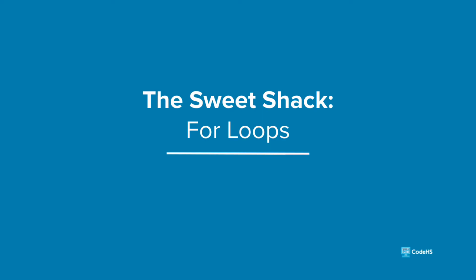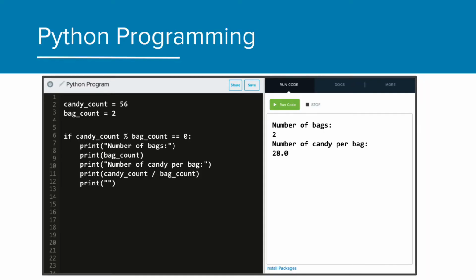Hi, in this lesson we get to tap into the power of computing and learn about a Python structure that will make our job significantly easier. If we look back at our last program, it works great. We use an if statement and modulus to easily print out our bag options that work. Only problem is we have to manually keep changing the value of bag count to test each option, which is not much more efficient than just doing it with a calculator.